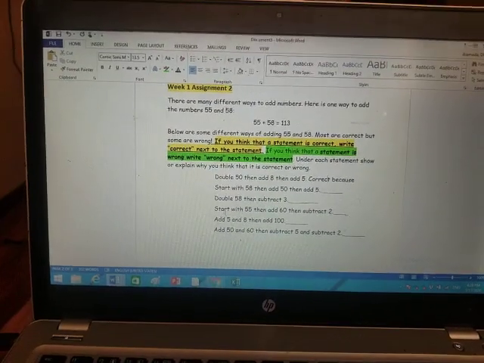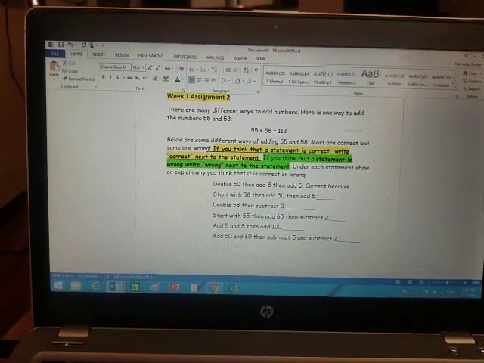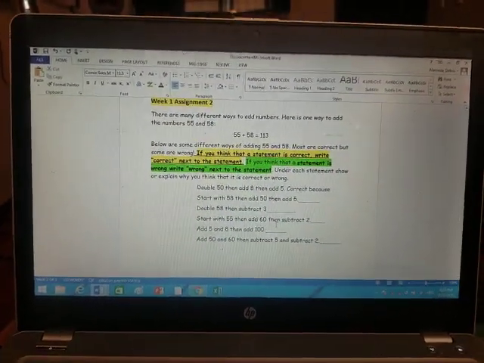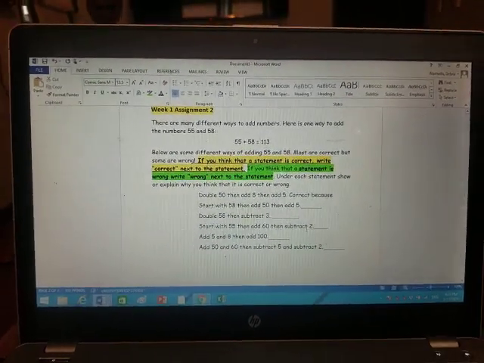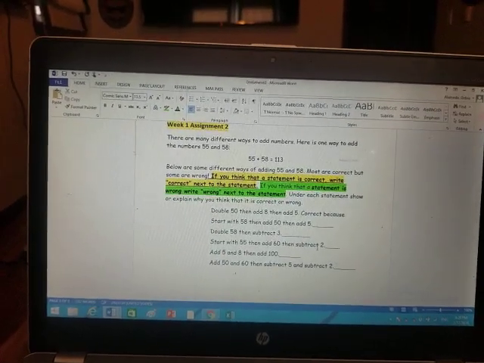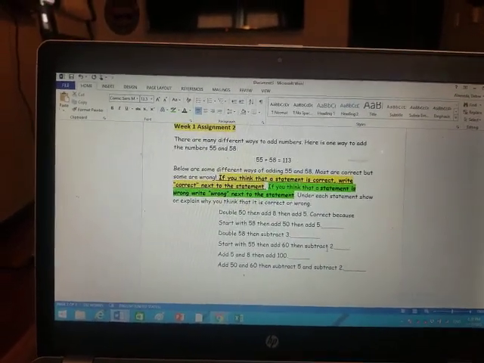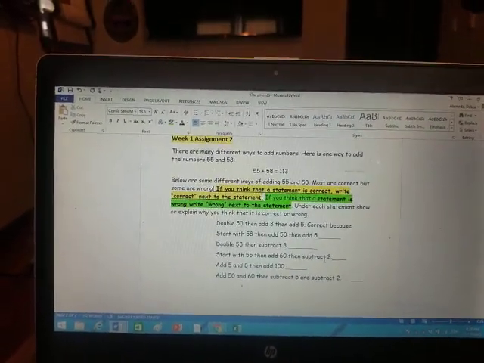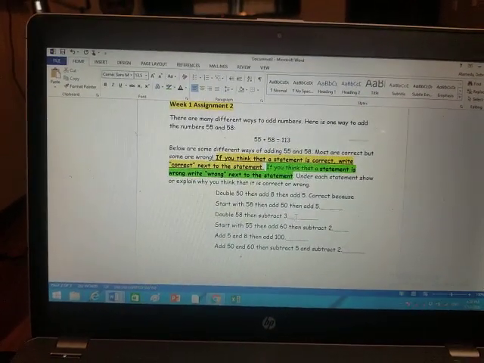Remember, with the last one over here, start with 55, then add 60, then subtract 2. If it equals 113, you write correct because blah, blah, blah. If it's wrong, write it's wrong because blah, blah, blah. Do that for every single one of them.